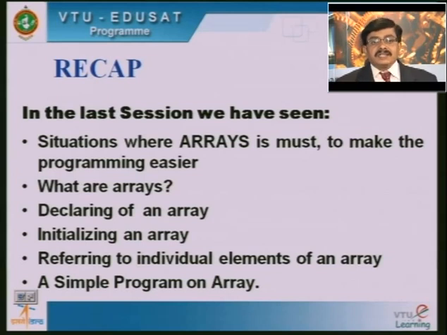Next, we have seen what arrays basically are. We have defined an array as a homogeneous collection of elements stored in a continuous memory area. Homogeneous means there should be a collection of similar data elements. So if I take int a[10], then a is an array of 10 integer elements, and if it is float x[5], then x is an array of 5 floating point elements, and so on.